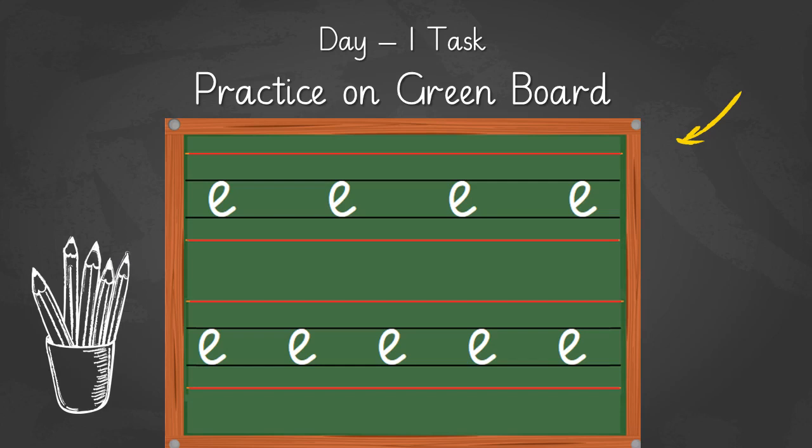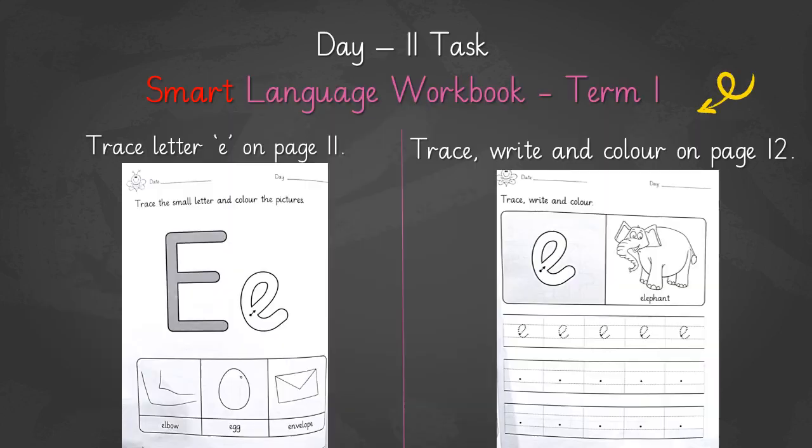Practice writing on the green board. Start from the middle of second and third line. Go round and up, touch the second line and come down and make a curve between second and third line.